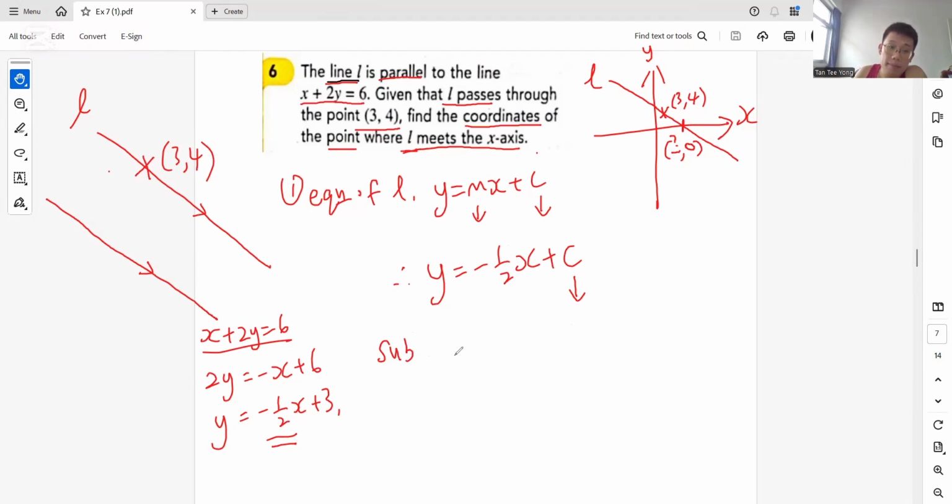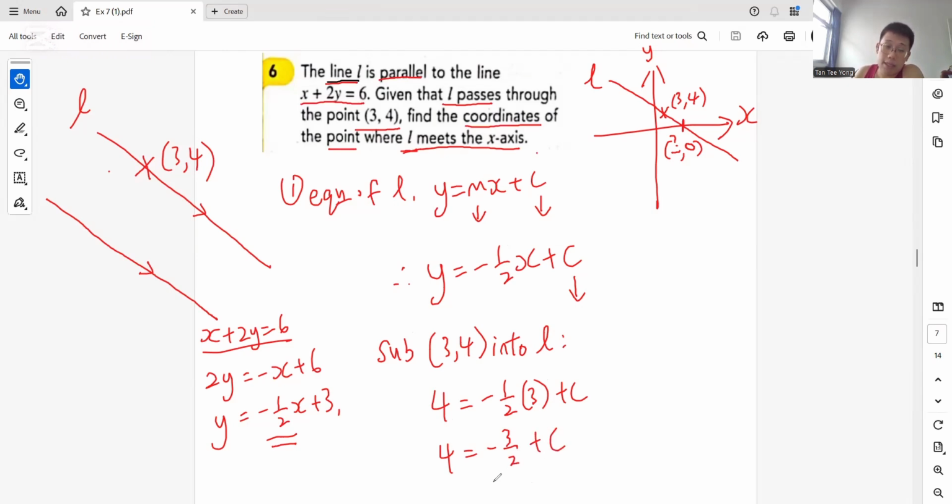Sub the coordinate 3 comma 4 into our equation of L. So we will have 4 equals negative half times 3 plus c. So 4 equals negative 3 over 2 plus c. So c equals 5.5. Okay, so 4 plus 3.5. All right, so it's 4 plus 1.5, which is 5.5.